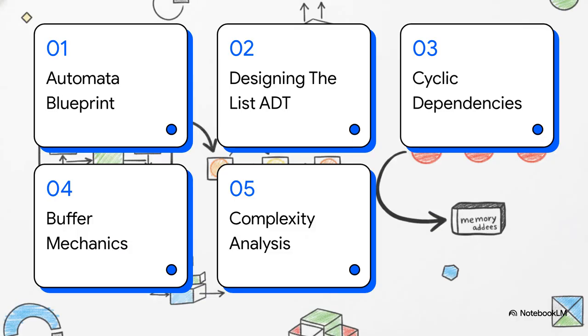Here's our roadmap for today. 1. Automata blueprint. 2. Designing the list ADT. 3. Solving cyclic dependencies. 4. Buffer mechanics, and finally, 5. Clock and memory complexity. Let's get to it.